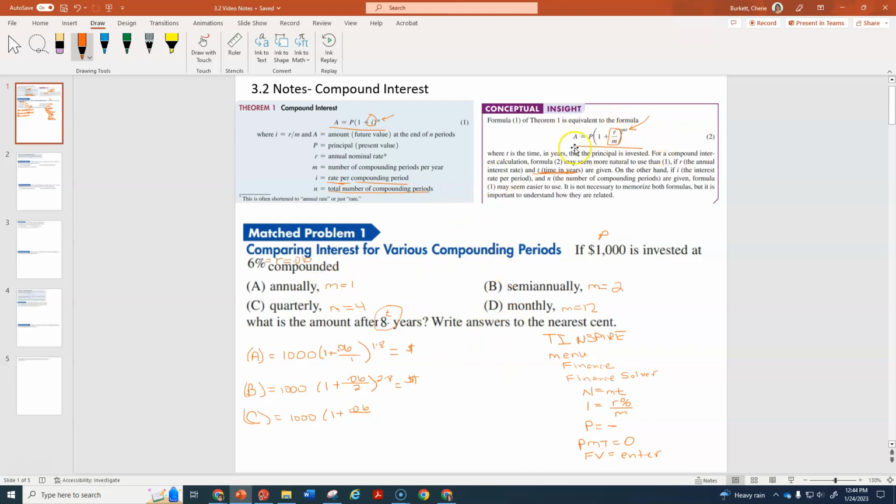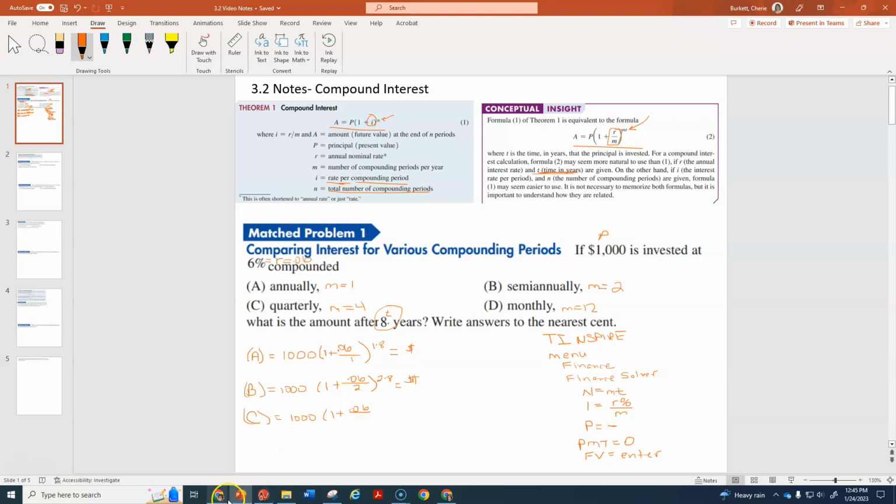So I'm going to be using this formula, and I'm going to show you how to do this formula, but I'm also going to show you how to do it on the TI Inspire. So for annually, here's the formula we're going to use. We're going to take the principal, which is $1,000, and 1 plus the interest rate changed to a decimal value, 0.06. If it's compounded annually, we divide it by 1 because it's compounded annually, and then we raise it to the 1 times 8, compounded once a year times 8 years.